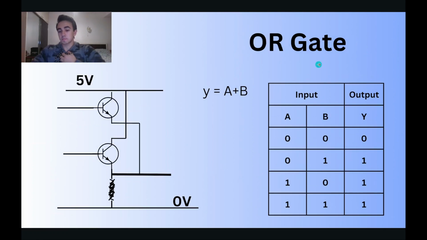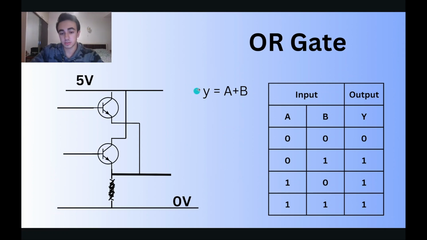Okay, OR gate. The truth table for the OR gate is the following. Here we see that the inputs are similar to the AND gate, but here the OR gate outputs 1 in all the cases except for the case when both of the inputs are 0.